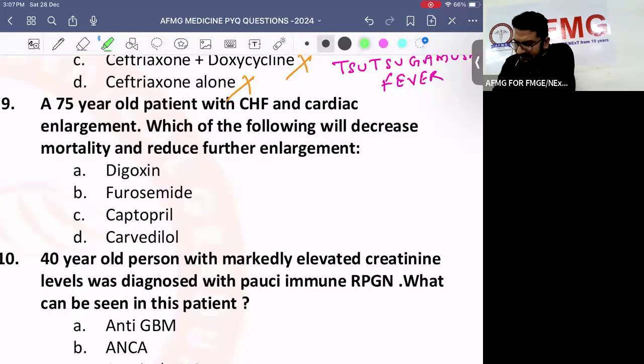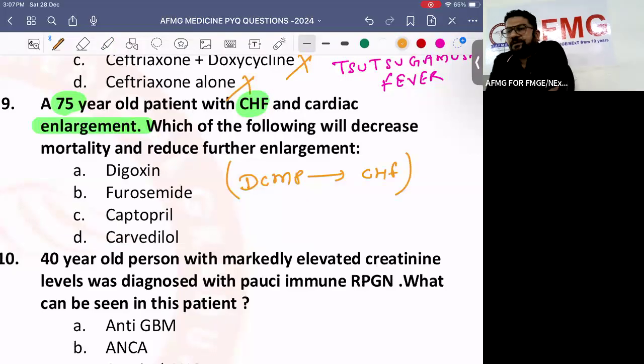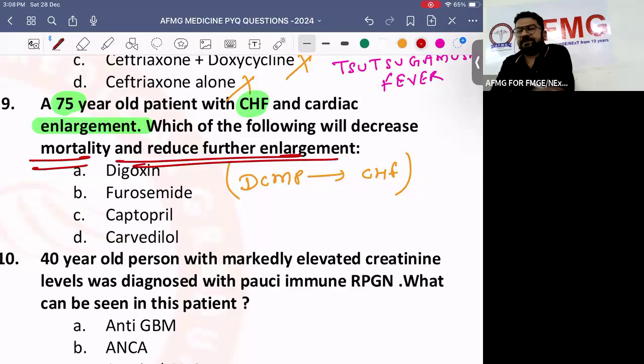75-year-old patient. Look at the age, 75 year, with CHF. Again, I am trying to highlight the hint for you. Patient की age कितनी है, 75, and try to make your diagnosis in one go. 75-year-old patient, heart failure है, cardiac enlargement. So more likely chance patient को DCMP हुआ और DCMP के बाद क्या हो गया, CHF. Clear? So we made a diagnosis. Cardiac enlargement means dilated cardiomyopathy हुई. Now he is having heart failure. Now they are asking you which drug will decrease mortality and reduce further enlargement.